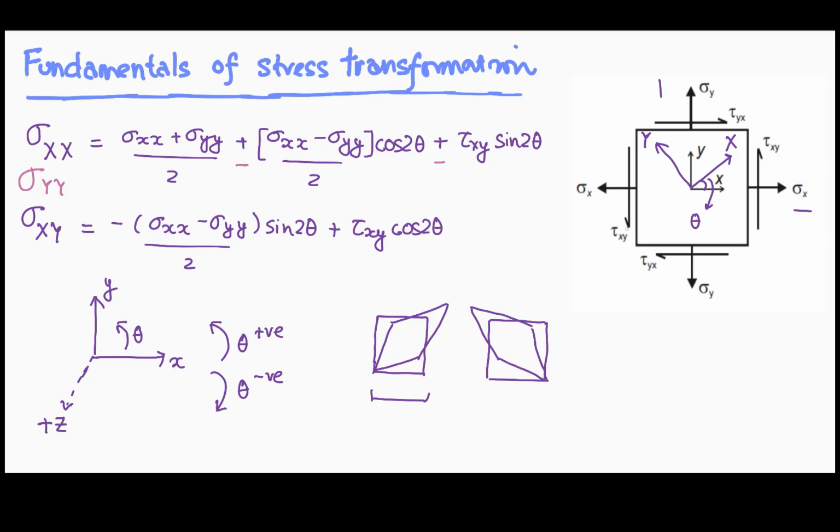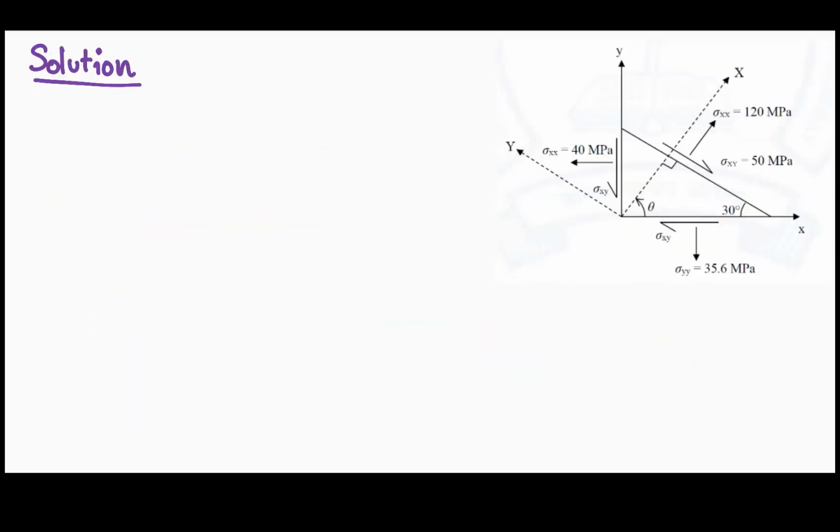Further, from moment equilibrium of the stress element, we can see that the couple created by tau xy has to be balanced by the couple created by tau yx. We can see that tau xy is equal to tau yx. Hence, complementary shears are equal and would orient themselves in order to maintain moment equilibrium. Now let us come back to the solution at hand.